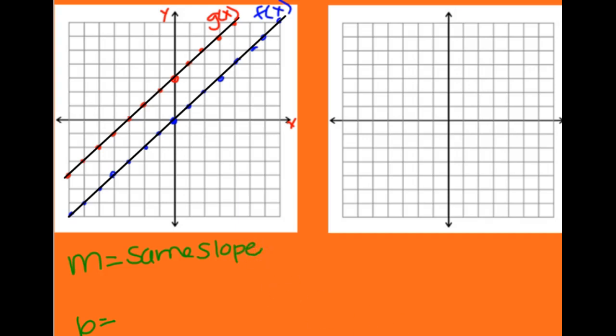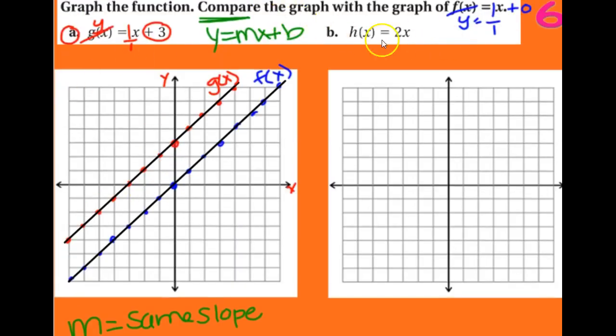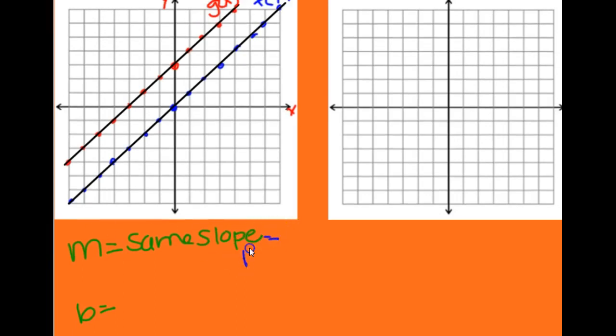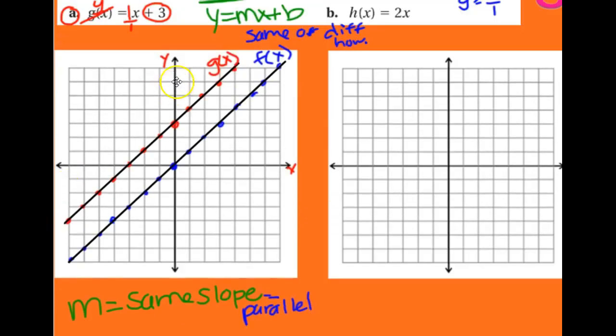You always need to tell me first, is something the same or is it different? And if it's different, how is it different? So that might be something you want to write down here. Is it the same or different? And if it's different, you need to tell me how. So it's the same slope. If you want to put the word parallel, you can. That would be more specific. That's good. And then our b is our y-intercept.